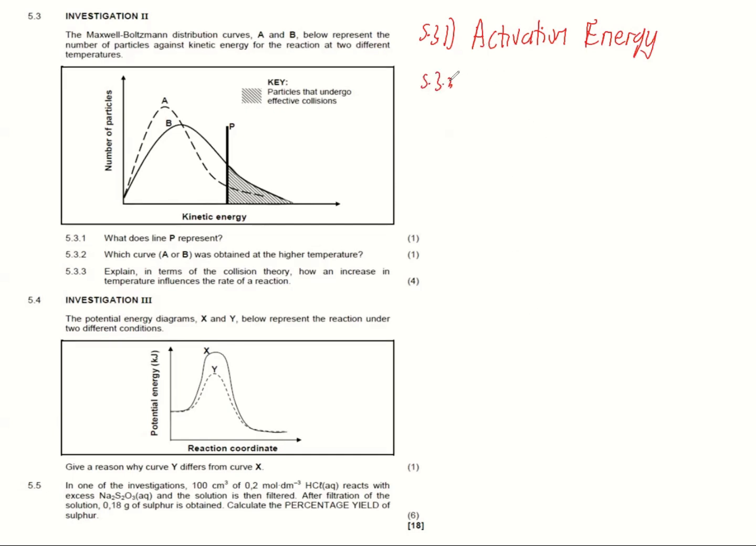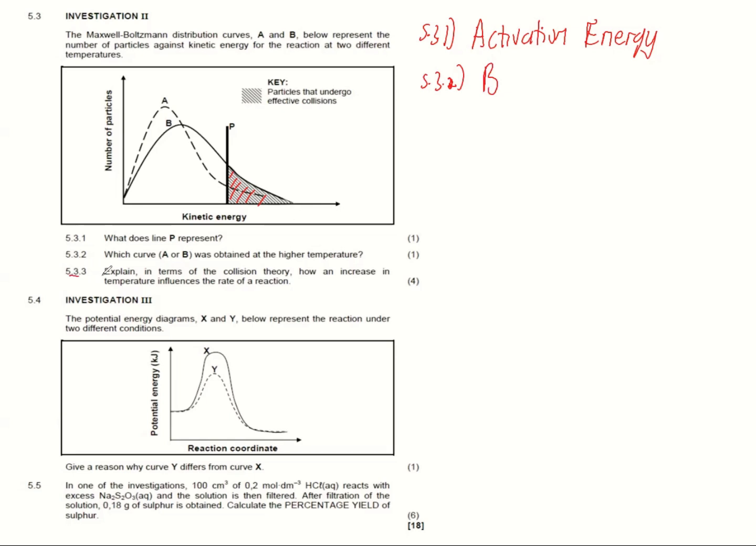And then we have 5.3.2 says which curve A or B was obtained at the higher temperature. Which one was obtained at the higher temperature? You just have to look at the area under the graph after point P there. So we can see that the one that has a larger area under the graph is graph B. So that means this is the one that indicates a higher temperature. So it would have to be B.